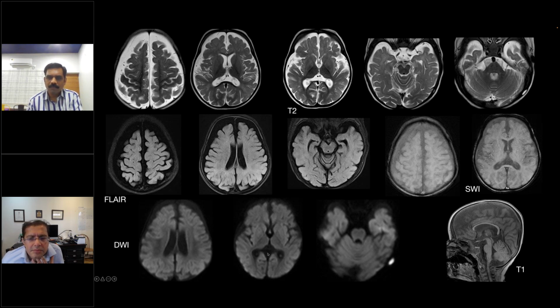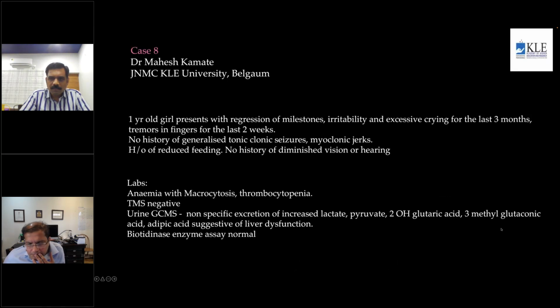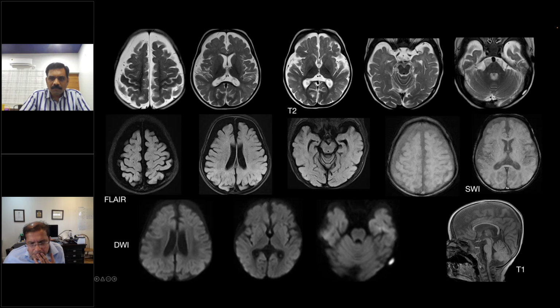Diffusion, again, no restricted diffusion. T1 sagittal demonstrates reduced volume of the corpus callosum in keeping with generalized reduction in the brain volume. The midbrain is slightly reduced in volume. Posterior fossa, cerebellum and the vermis appear normal. I cannot appreciate any cortical malformations per se given these single images. So generalized atrophy, more in the supratentorial brain.